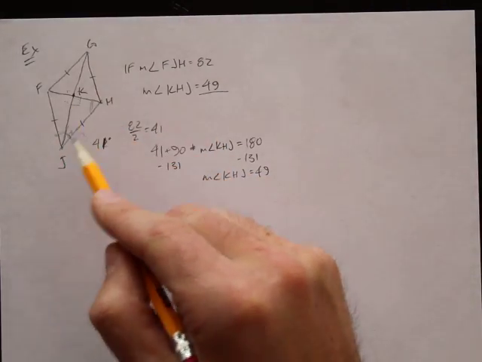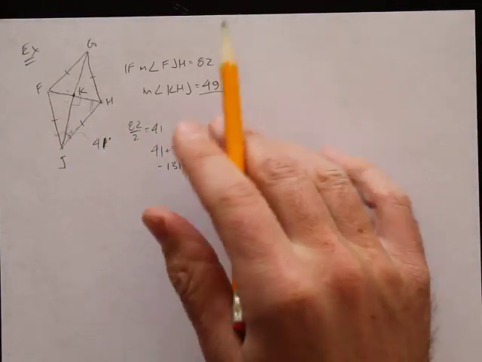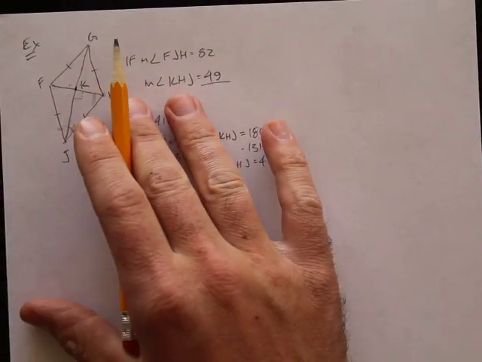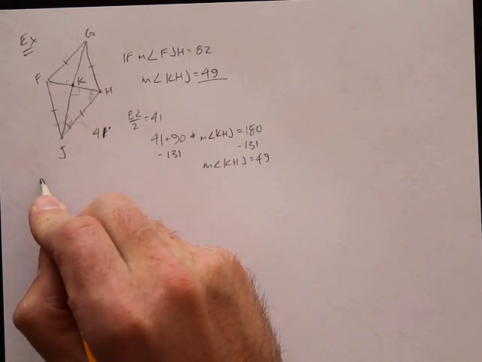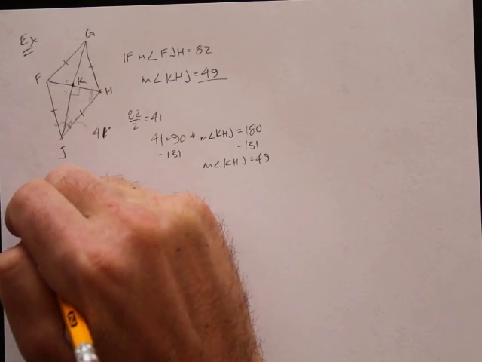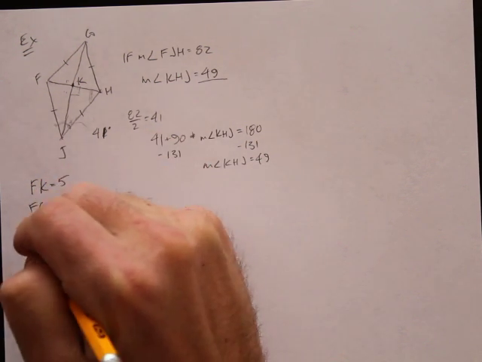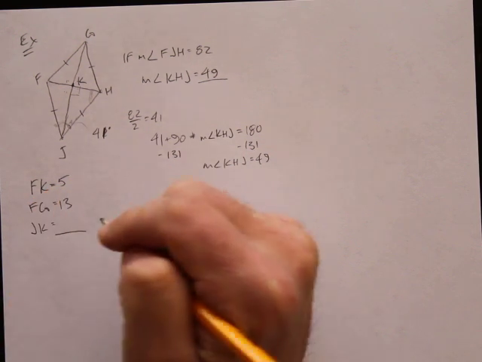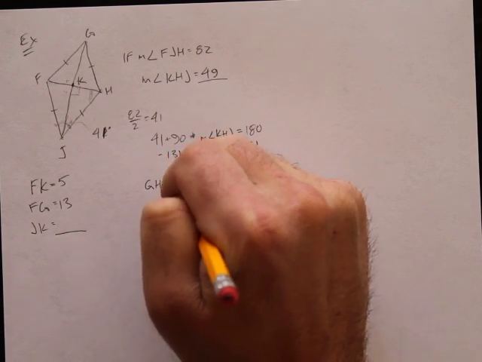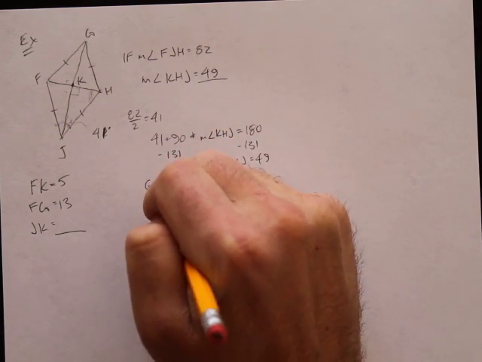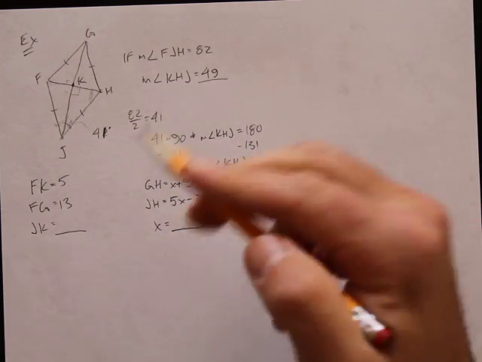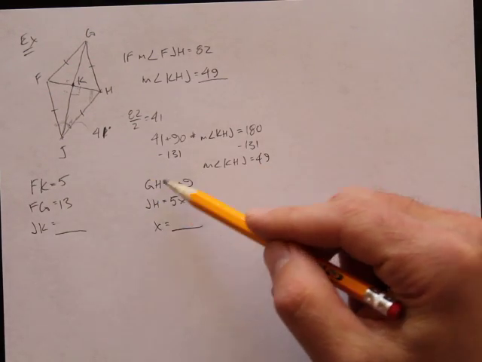Now, we're going to look at the same diagram here, but we're going to change some of the measures. FK is 5. FG is 13. What is JK? And then we got another one here. GH equals x plus 9. JH equals 5x minus 2. What does x equal? Let's do this one together, and then let's have you do this one on your own.